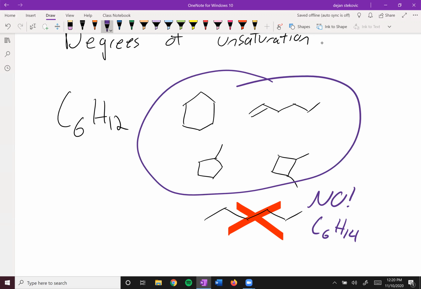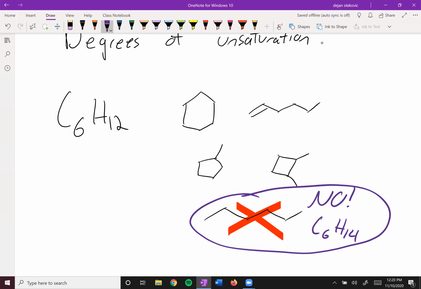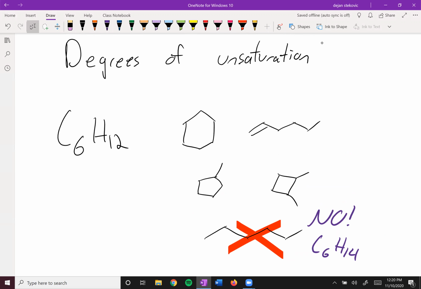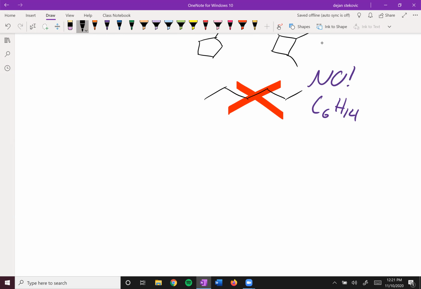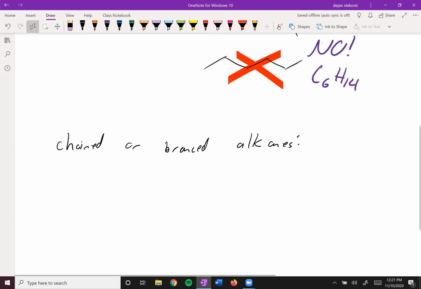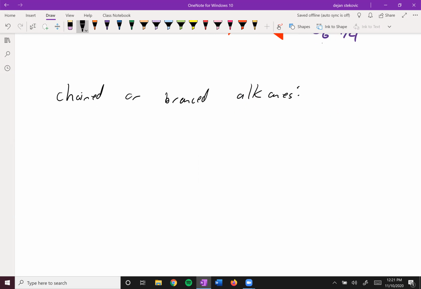So how was I able to quickly draw these compounds and identify that this was not an option? And that was using this degrees of unsaturation, which we can find from our molecular formula. And the root of this little trick comes from the fact that our chained or branched alkanes always have a set number of hydrogens related to the number of carbons. So if you have a straight chain or branched alkane, the number of hydrogens will be equal to twice the number of carbons plus 2.